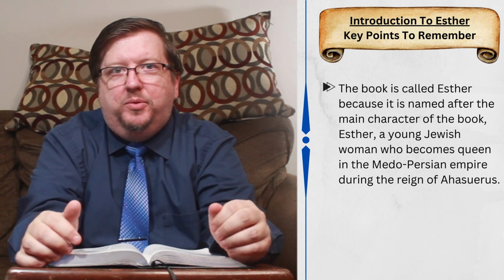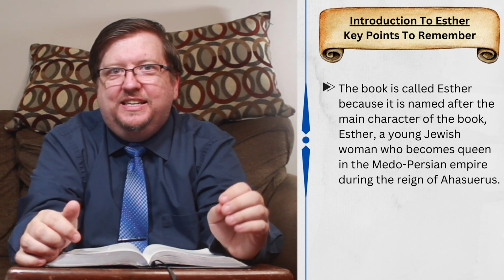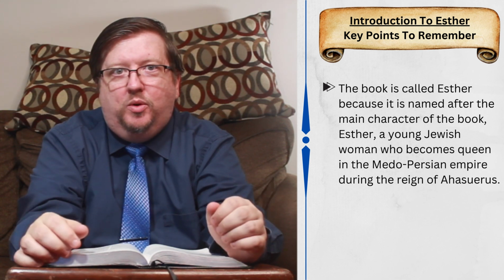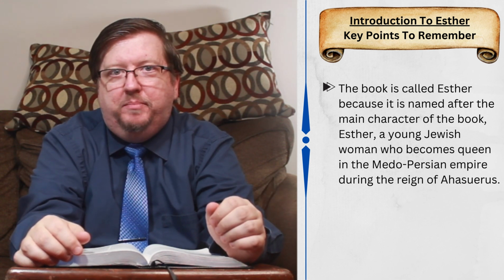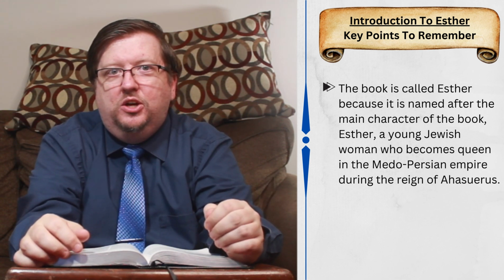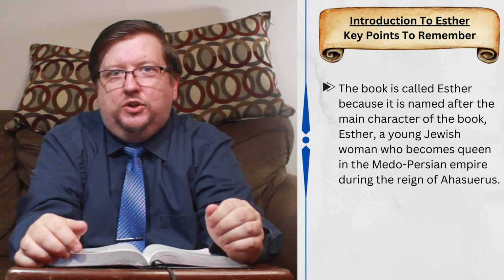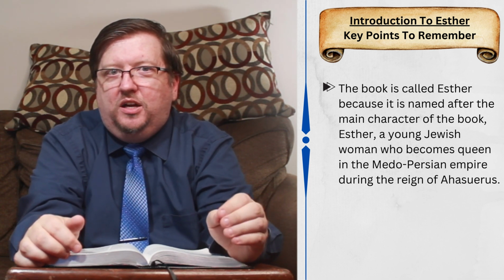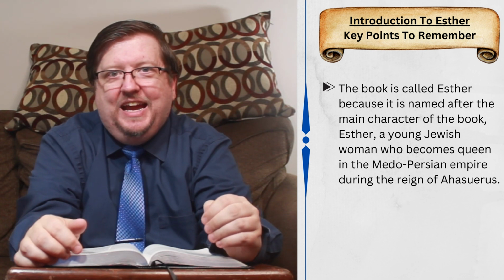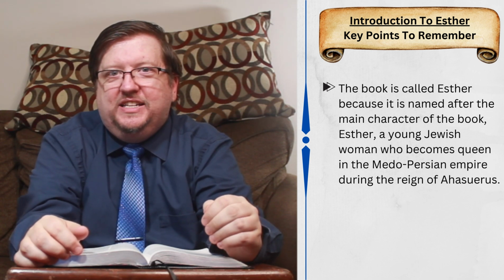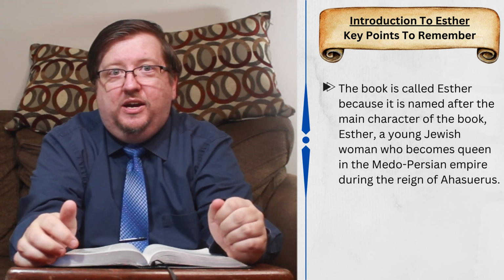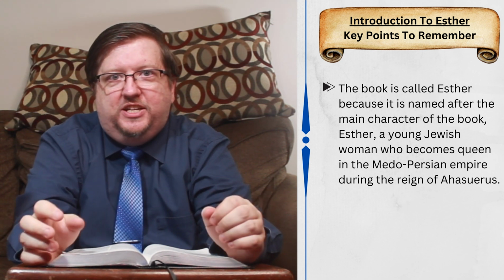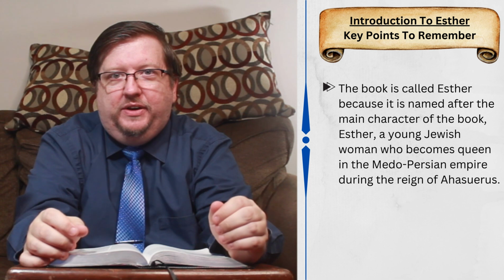As to why the book is called Esther, it is named this after the main character of the book, Esther, a young Jewish woman who becomes queen in the Medo-Persian Empire during the reign of Ahasuerus, who is widely considered to be Xerxes I. This Esther helps deliver her people from a murderous plot concocted by the antagonist in the book, Haman. The name Esther is a Persian name meaning star, whereas Esther's Hebrew name is Hadassah, meaning myrtle, a tree that is often associated with peace, love, and prosperity.